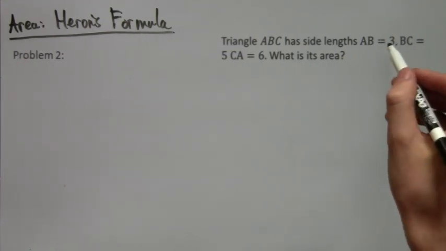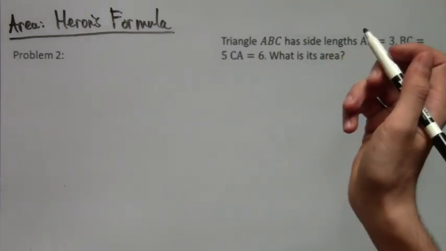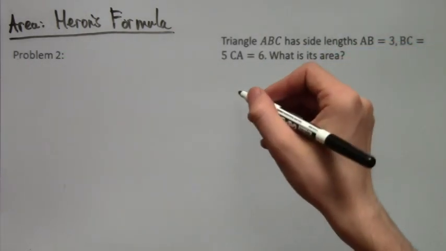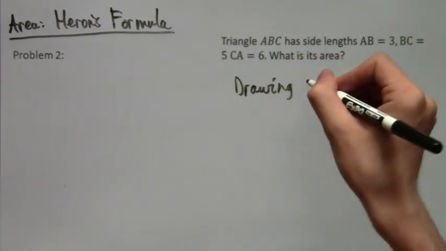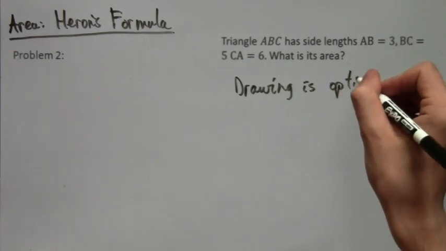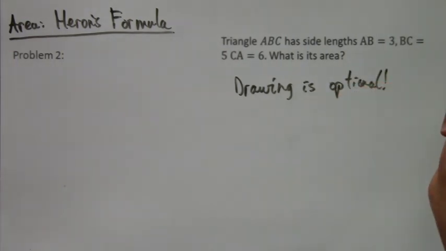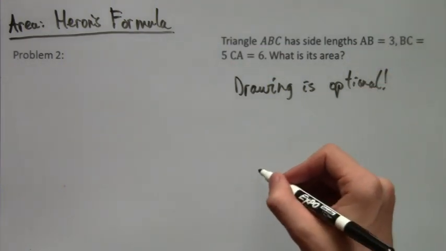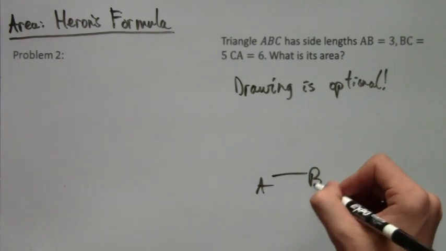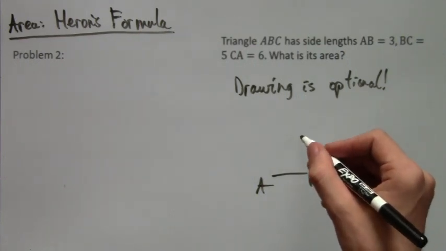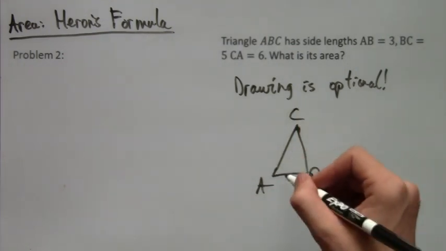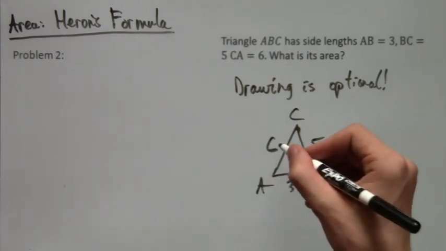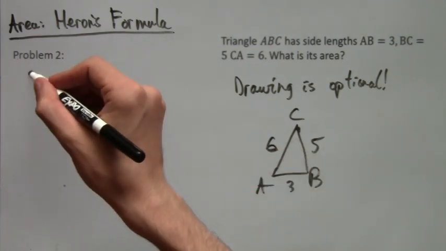So triangle ABC has lengths 3, 5, and 6. What is its area? So usually when a problem is written in words like it is here, you have to draw it, or else it's just too difficult. But in this case, the drawing is actually optional, because all we need is the 3 different side lengths to put into the formula. I'm going to make a drawing anyway, but you don't actually have to.